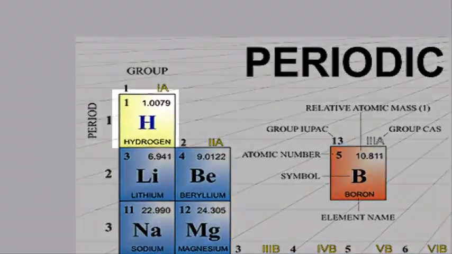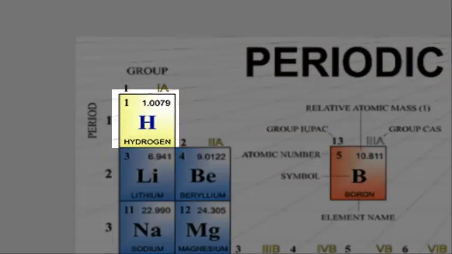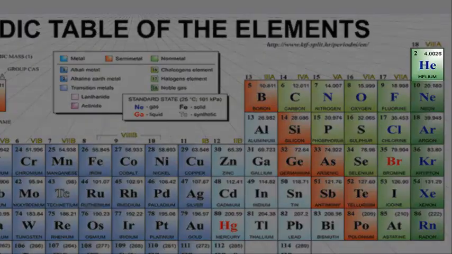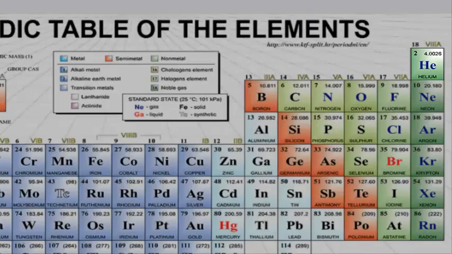Take a look at hydrogen, for instance. Hydrogen has the atomic symbol of H. Take a look at oxygen. Oxygen has the atomic symbol of O. Take a look at helium, though. Helium has the atomic symbol of He. Notice that the e is in lowercase.